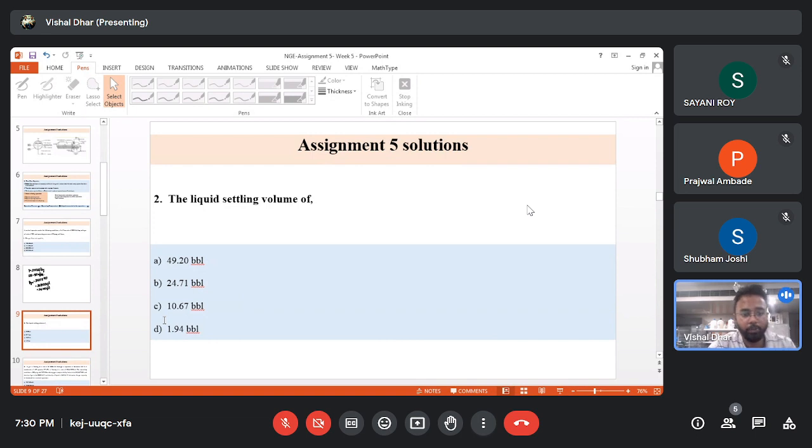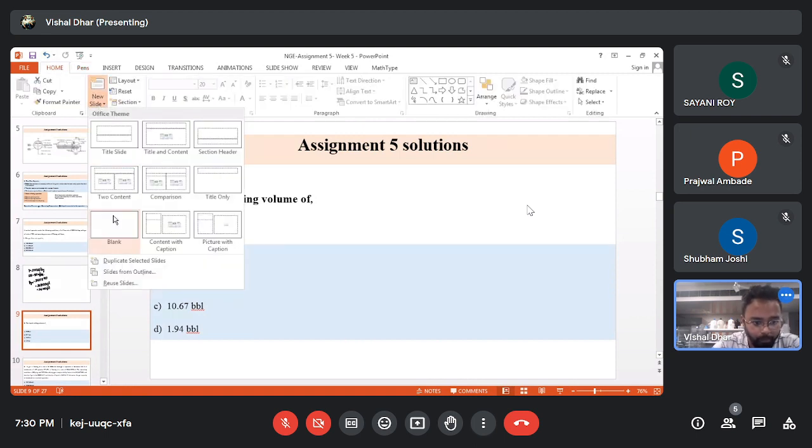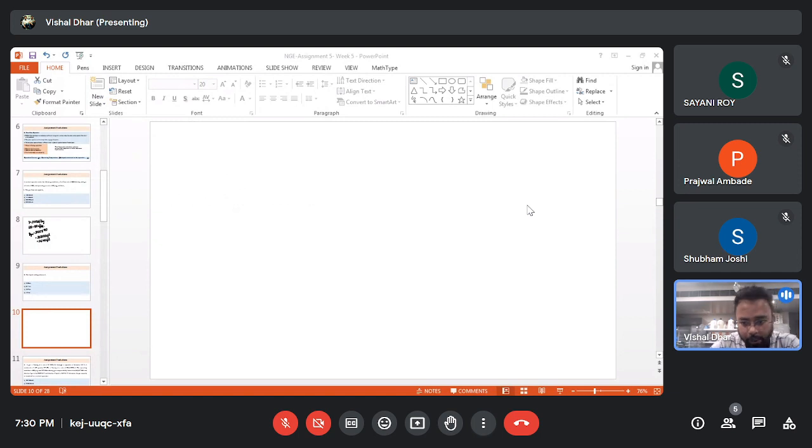Okay, the liquid settling volume of the separator, four options: 49.20, 24.71, 10.67, and 1.94. Okay, let me read the question again. Anyone, any answer you have? Okay, then let me solve it.